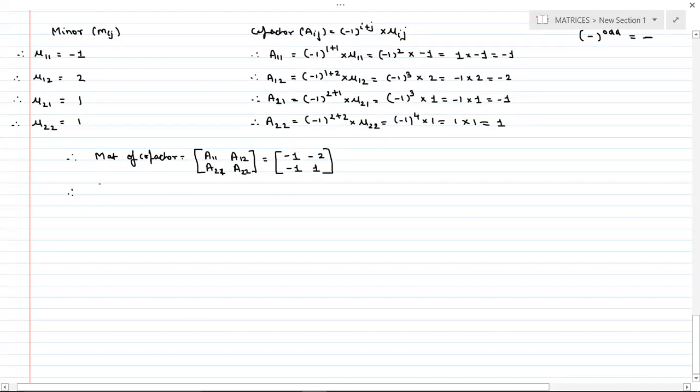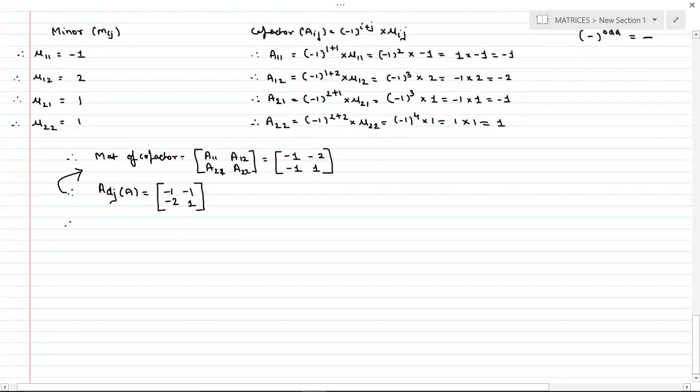Okay, so after this we know that we have to find adjoint A. So what do you mean by adjoint A? Adjoint means it is the transpose of the matrix of cofactor. So -1 and -2, which in the previous step were in a row, will now get converted into a column. Converting row into column is transpose. So adjoint is the transpose of the matrix of cofactor. So this will be -1 and 1. Here we got adjoint A also.